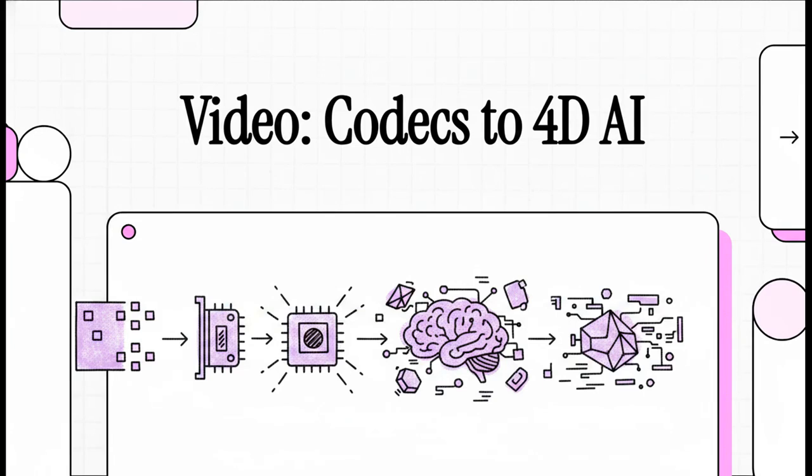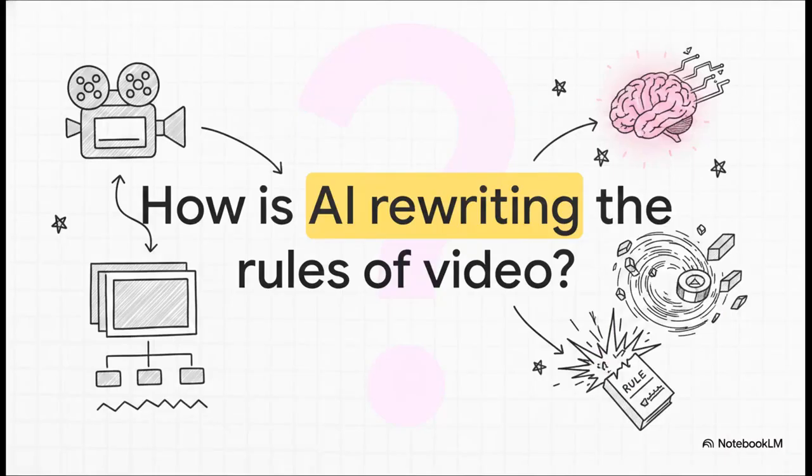Let's get right into it. Today's explainer is all about the invisible infrastructure that powers literally every single video we consume. We're going on a pretty wild journey here, tracing the moving image all the way from basic software commands through some heavy-duty hardware and straight into the mind-bending realm of AI generation. So how exactly is AI completely rewriting the rules of video? That's the big question we're answering today.